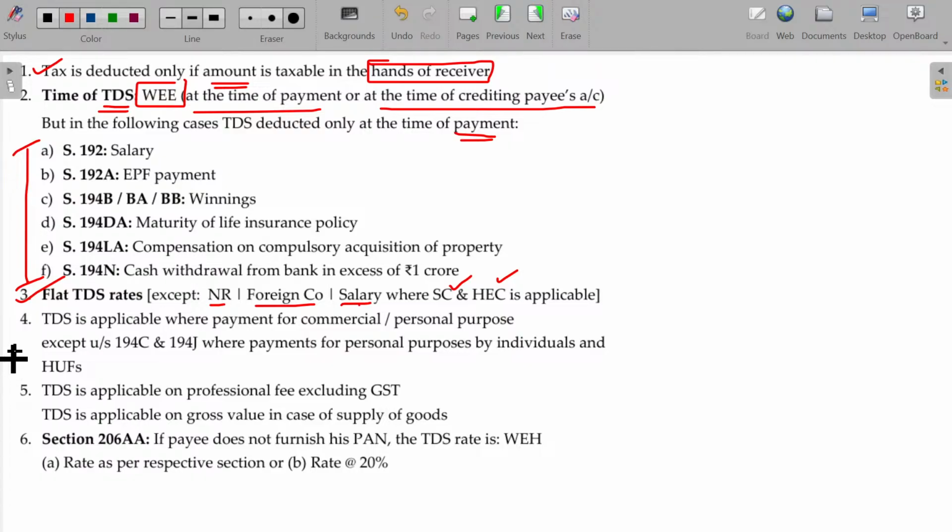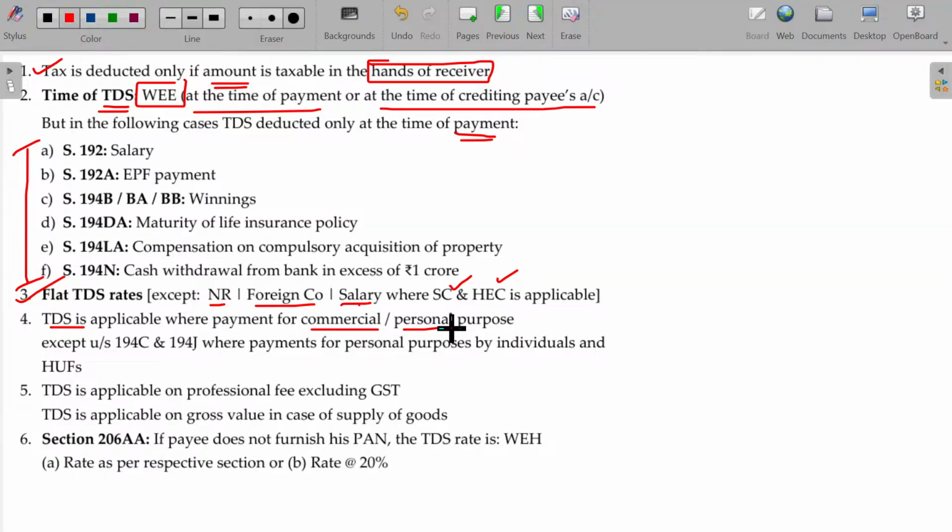Now, in most of the cases, TDS is applicable whether the payment is for commercial or personal purposes. Sir, I am making this payment for personal purpose. Will it fall under this TDS provision, sir? Yes, in most of the cases, where the payment exceeds the limit specified in the TDS provisions, you have to deduct the TDS, whether you are using it for personal purpose or business purpose. It doesn't matter.